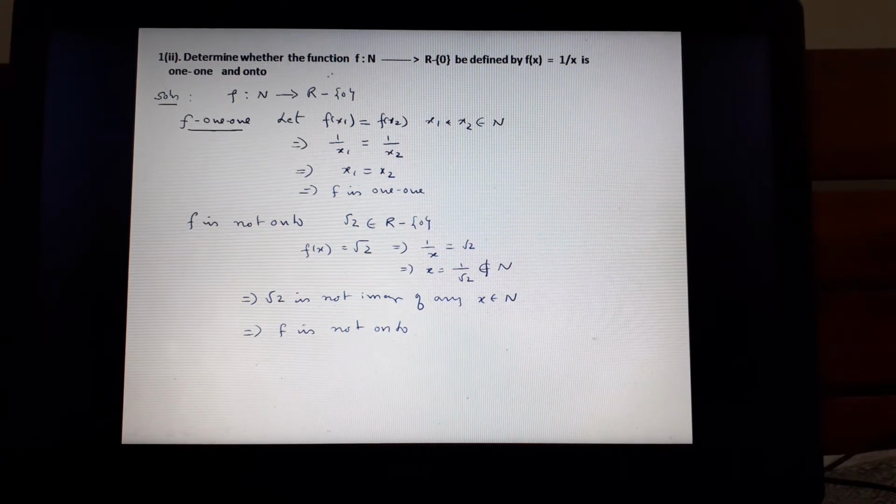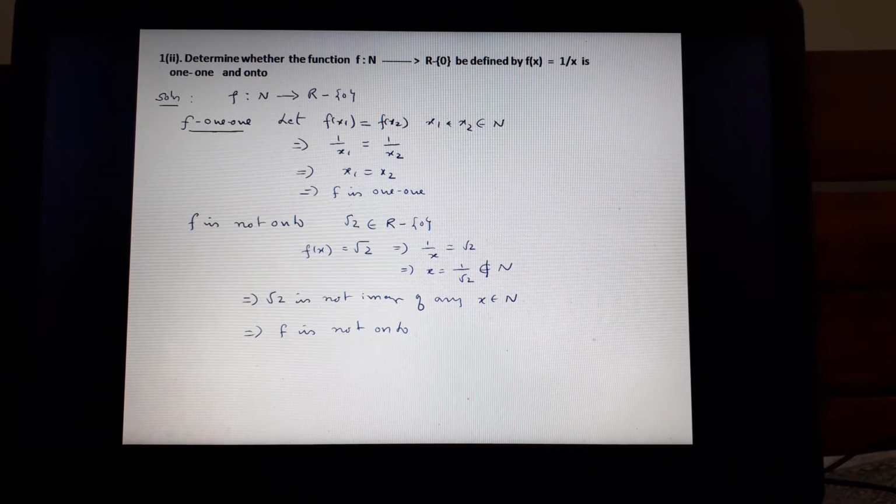So this function is only a one-one function, but it is not an onto function.